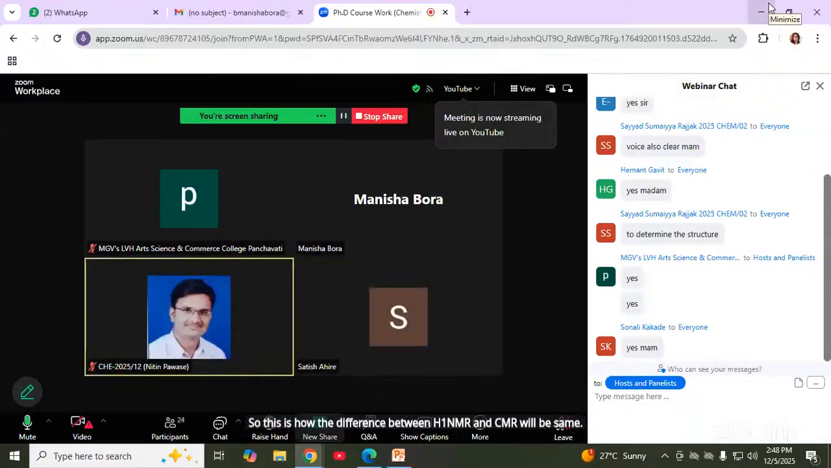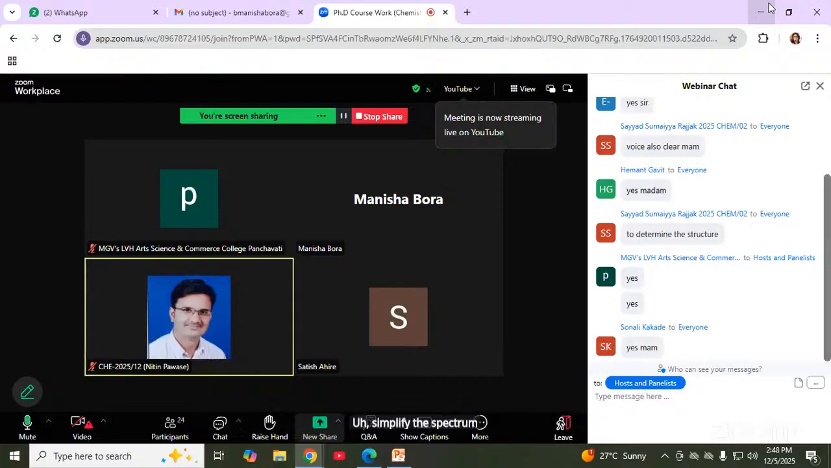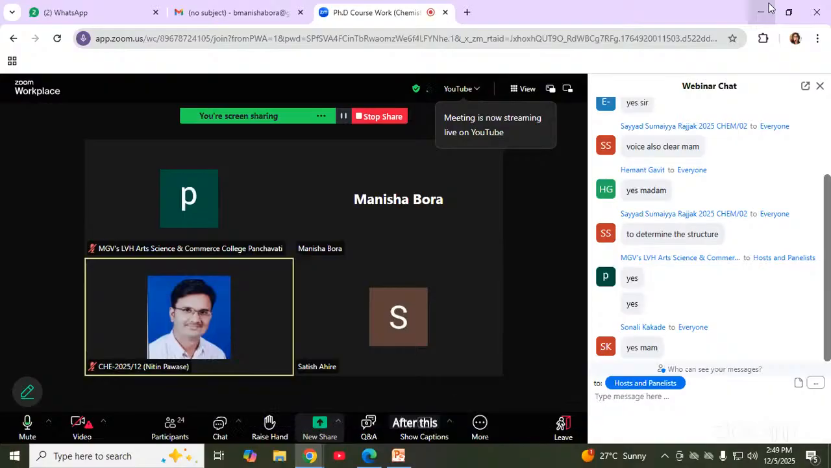Now, if we get time, we want to talk about the different methods to simplify the spectra and what 2D NMR spectroscopy is. A little bit about the DEPT and decoupling experiments in CMR, and 2D NMR as well as simplification techniques of NMR, can be discussed after this. Let's see if time permits. Surely we will discuss it.